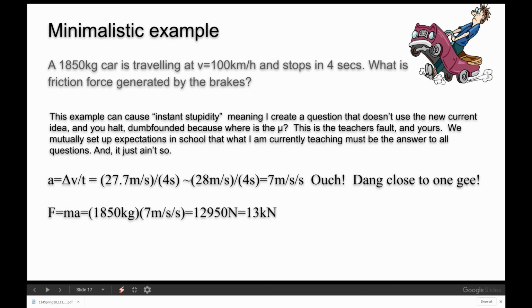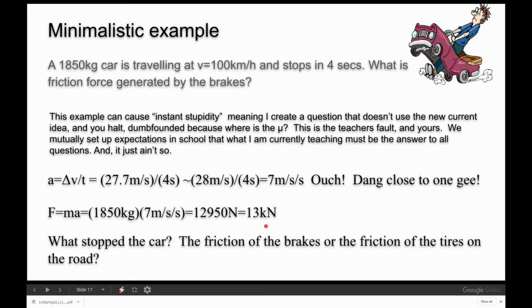The force generated for a car to decelerate like that, we just multiply these two numbers. I didn't put a negative in because I'm just calculating the magnitude of the force. And I get 12,950 newtons, which is best written as 13 kilonewtons. And you could go stopping or negative at that point. So, yeah, it's a pretty violent stop. That's not a normal stop.